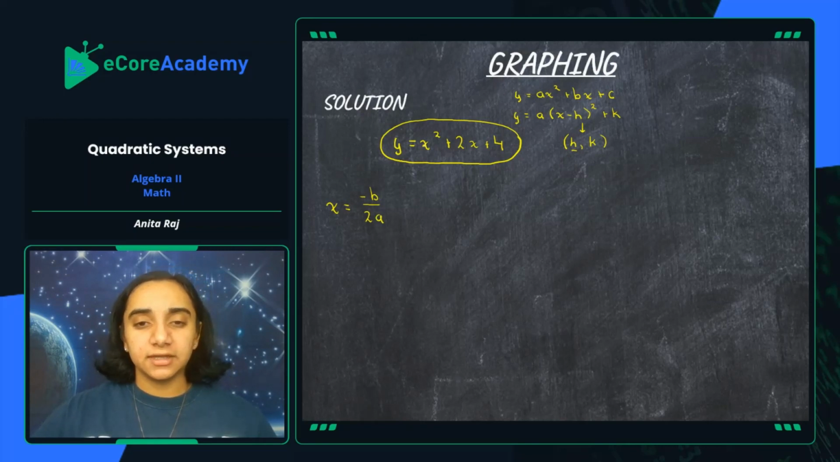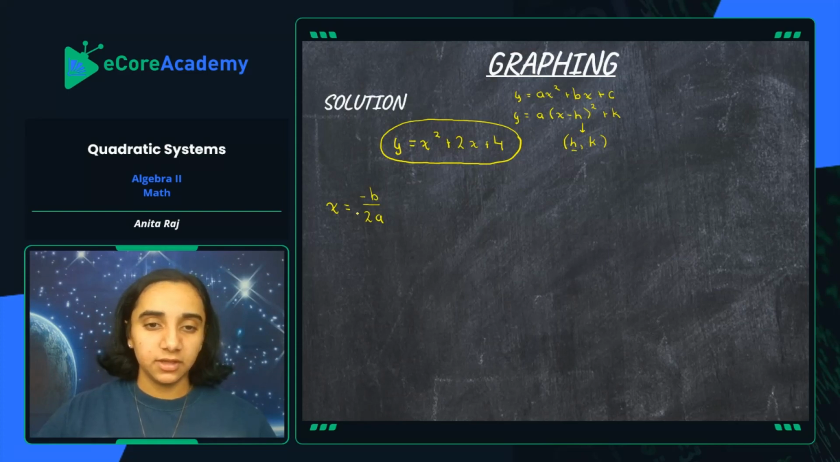Remember, in this case, a is equal to 1, b is equal to 2, and c is equal to 4. So x is equal to negative b over 2a. Let's substitute these in. In this quadratic equation, b is 2, so we're going to have negative 2 over 2 times a, which is 1. Then we simplify: negative 2 over 2 times 1, which is 2. Negative 2 divided by 2 is equal to negative 1.